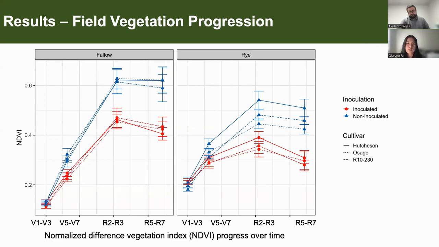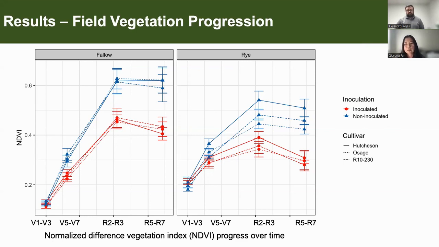And here is the normalized difference vegetation index. The plots treated with fallow are shown on the left, and the plots with cover crop treatment are on the right. The red curve indicates the inoculated plots, and the blue indicates the non-inoculated plots. With the healthy foliage, we can always see that NDVI from the non-inoculated plots is gradually increasing at a higher rate than the inoculated plots.